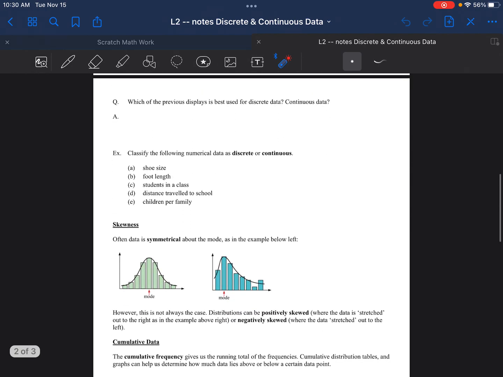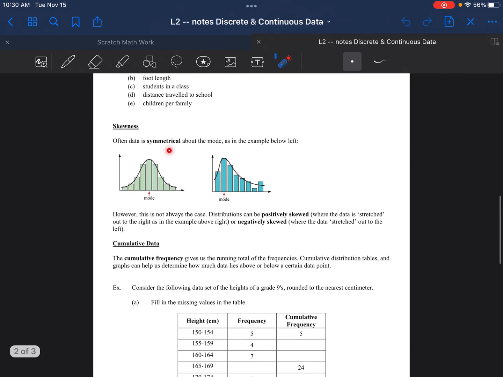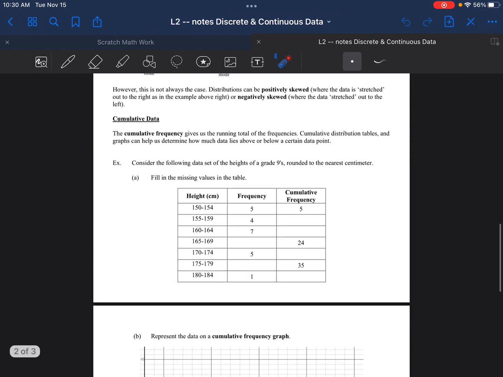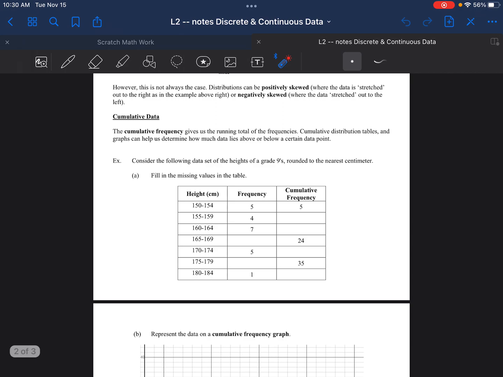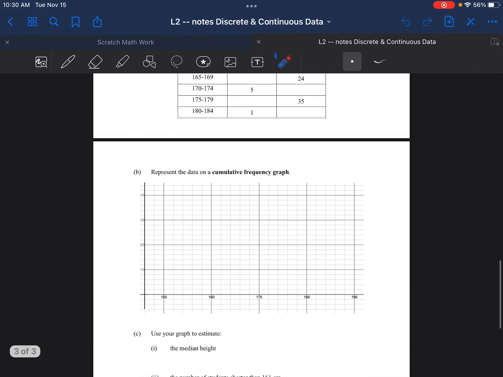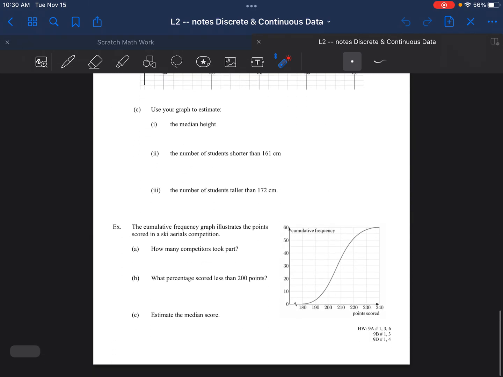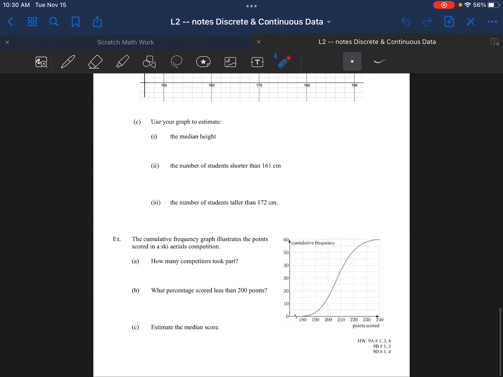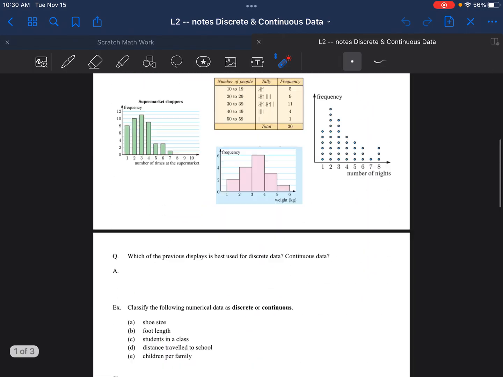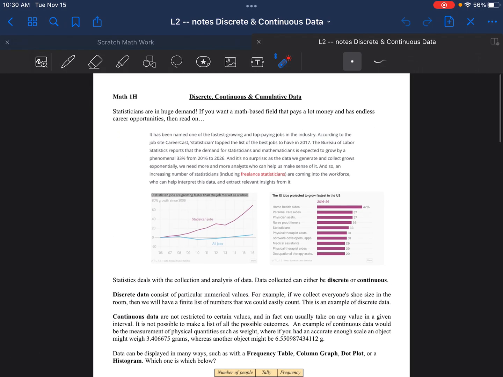We'll talk about symmetry, 3 different types of symmetry. I think there's a mistake here, so we'll correct that. And then we'll talk about this idea of a cumulative frequency table, what that is, and then a graph, and then just look at a couple examples. Okay? So let's get into it.